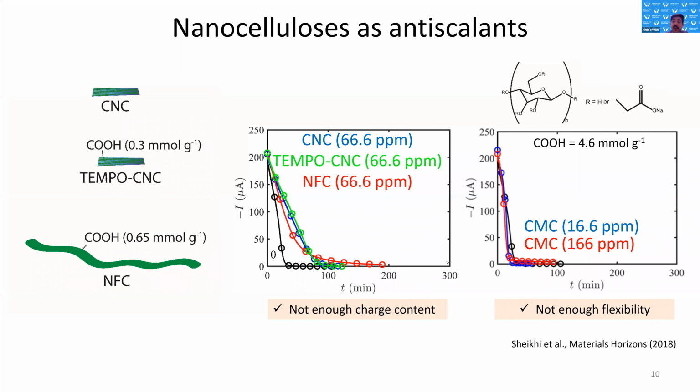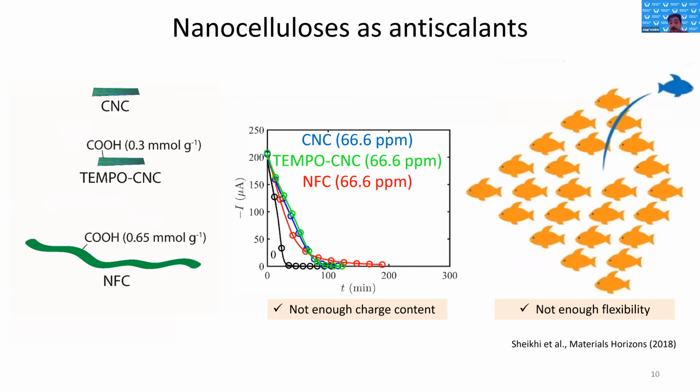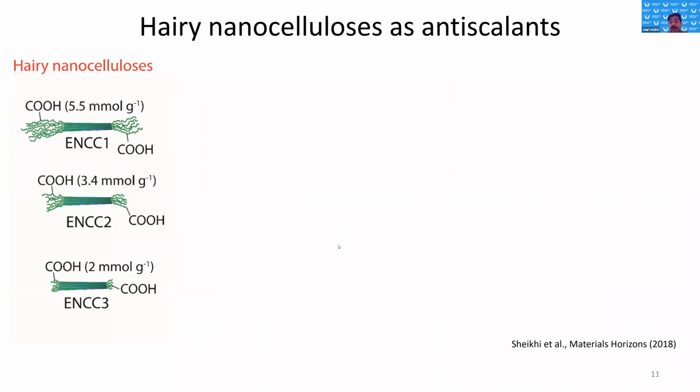And the reason is that the first choice, cellulose nanocrystals and cellulose nanofibrils, do not have enough charge on them. And carboxymethyl cellulose is not a flexible molecule. So none of them are useful for scale inhibition. Maybe that is why there was no cellulose-based anti-scalant available. So what we did was to try to swim against this flow and find a solution based on hairy nanocelluloses.